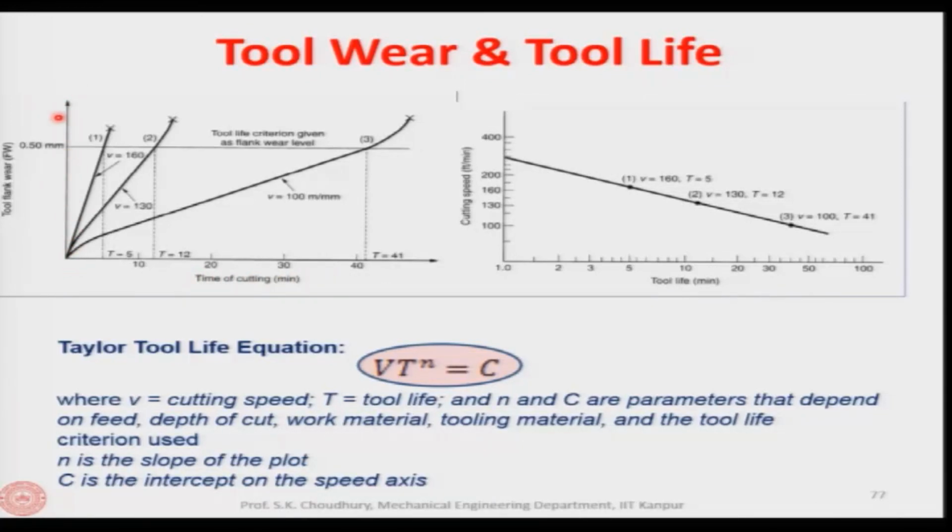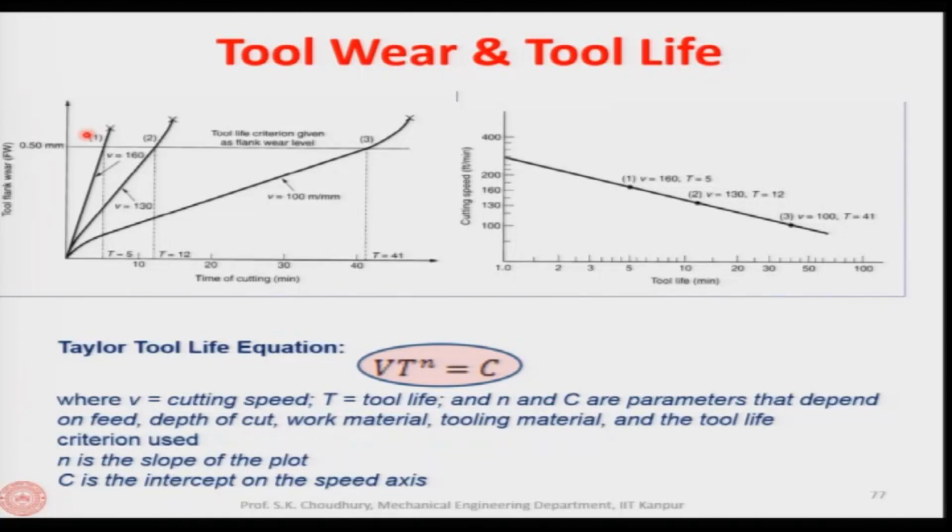Now, for different cutting speeds, the curves will be like this. Usually at higher cutting speed, the flank wear will be more. So, this is lower than this, and this is even lower than that. As you can see, at lower speed the flank wear is less, or the curve is less steep, but at a higher speed the flank wear is more. This is very obvious.